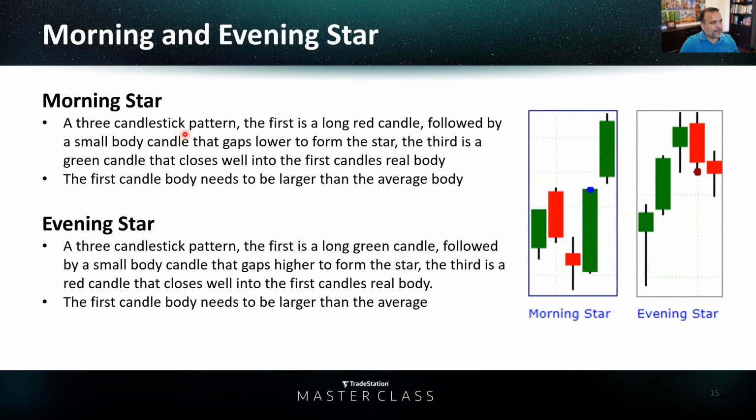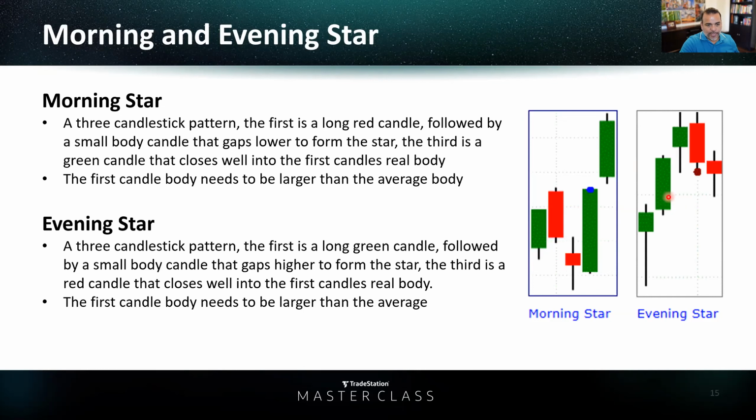Again, there's a 3 candlestick pattern. The first is a long red, followed by a small body that gaps lower to form the star. And the third is a green candle that closes well into the first candle's real body. So this is the behavior here. We have a down candle, gaps down, creating sort of a small body similar to a cross or a star. And then you have an up candle that closes the gap in between those two.